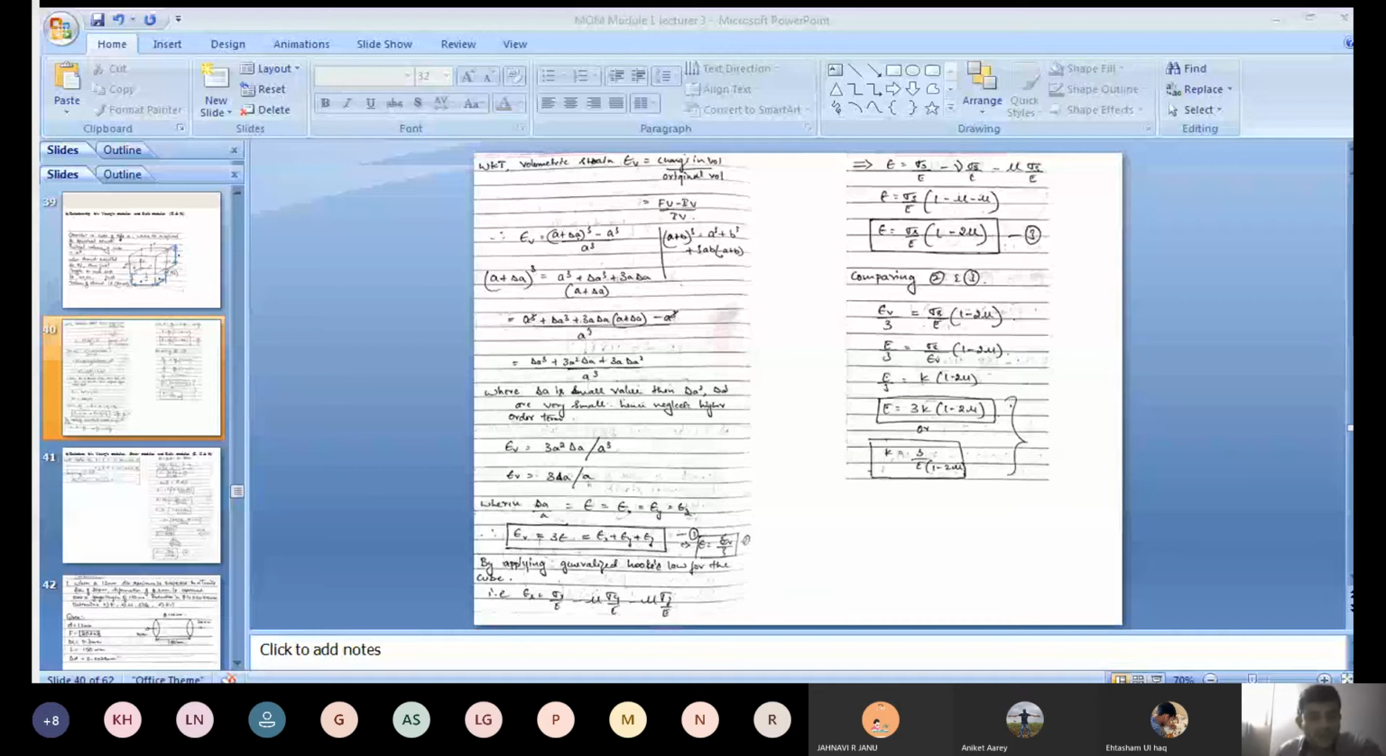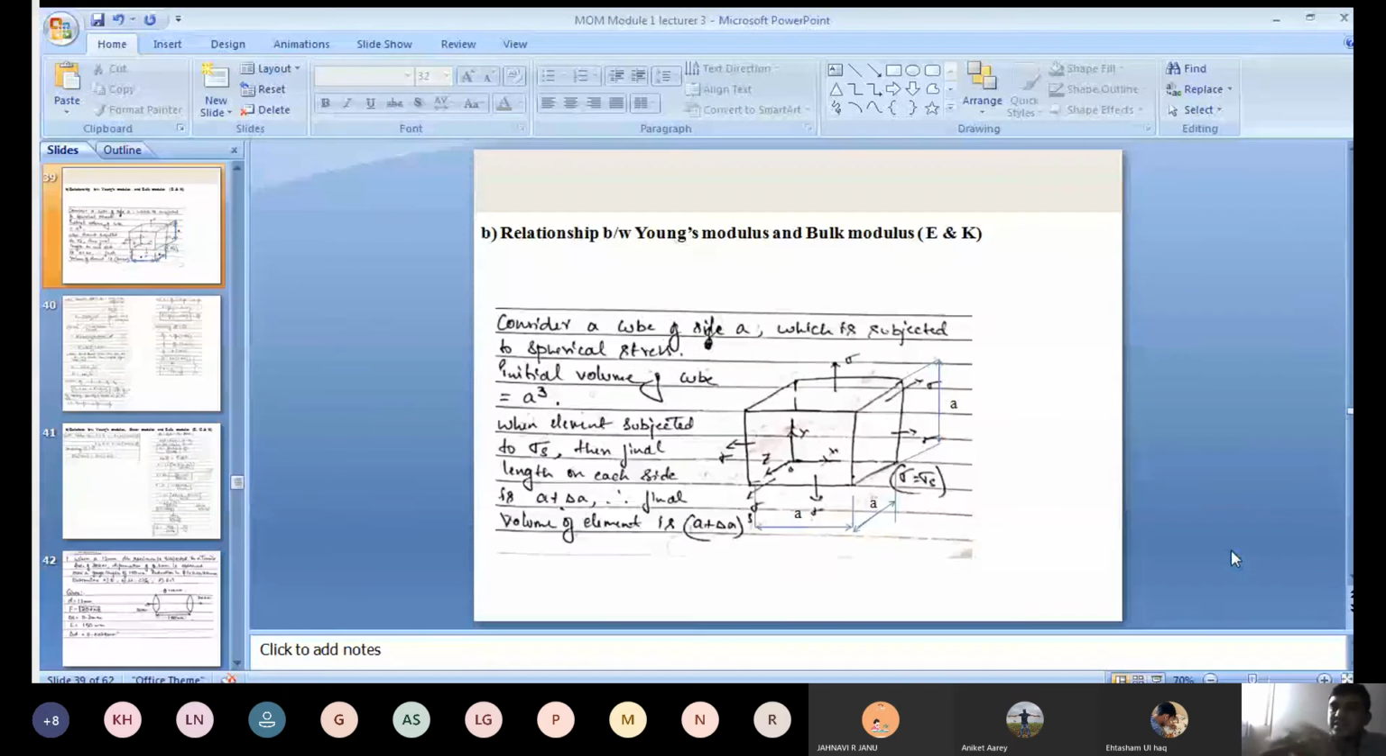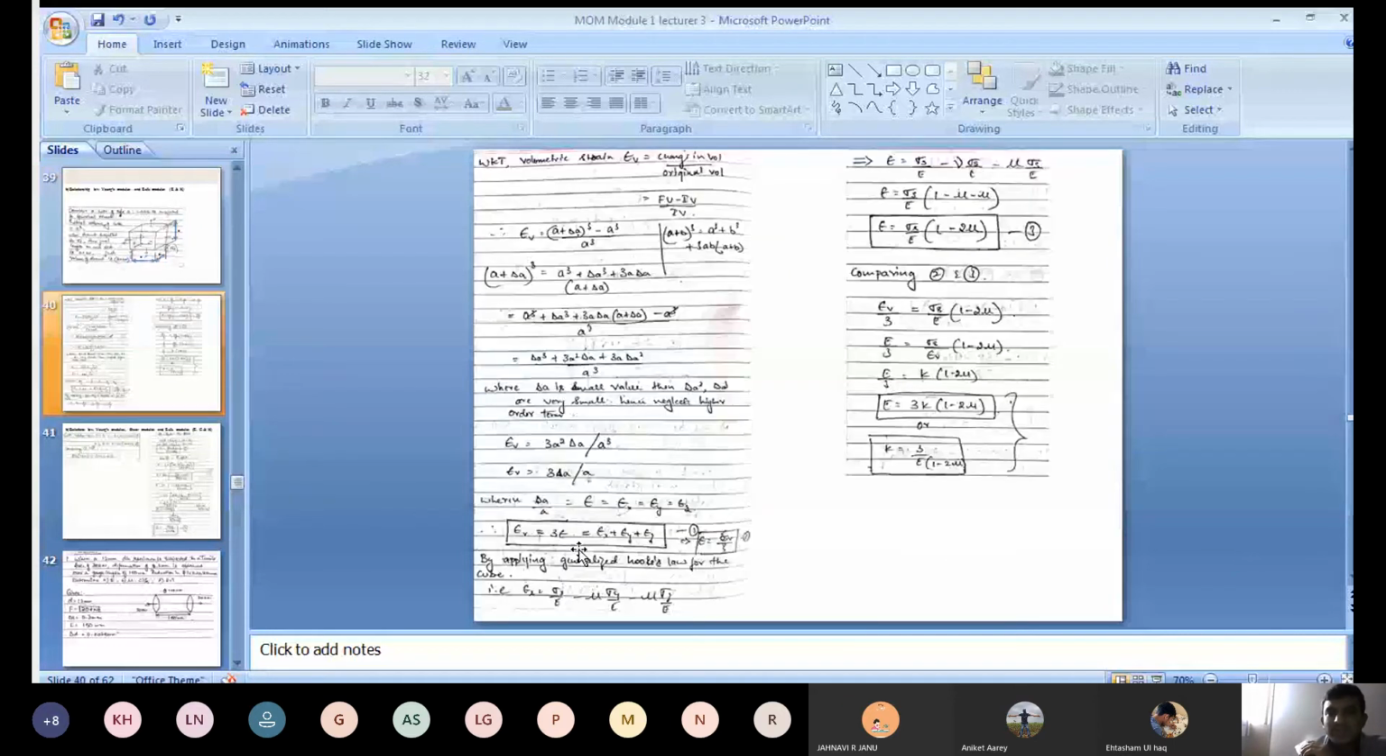Any doubt regarding this derivation? Again here, in this derivation, first you go for the relation between Young's modulus and bulk modulus. First you consider the bulk modulus related object, that is a cube. When it is subject to spherical stress, what is the strain induced in the cube? That we express in terms of linear strain. Then you apply the generalized Hooke's law. Then you compare those two equations. Finally you get the relation. This is the approach.